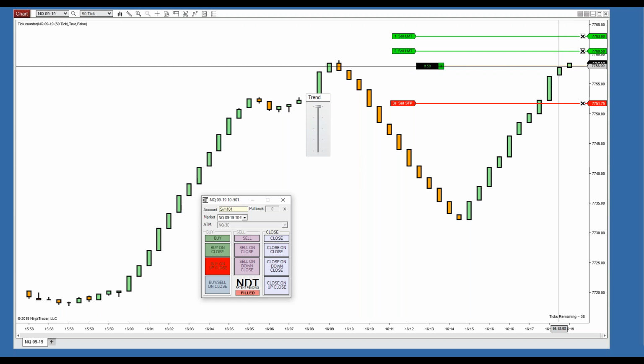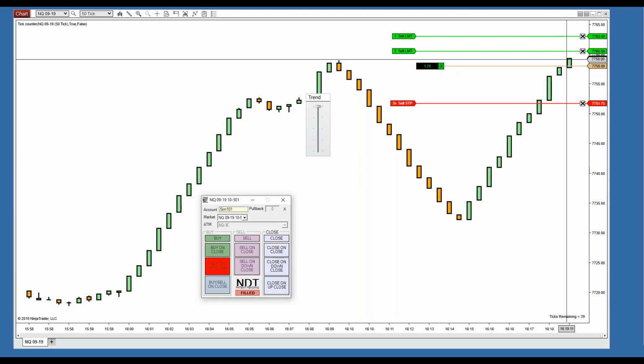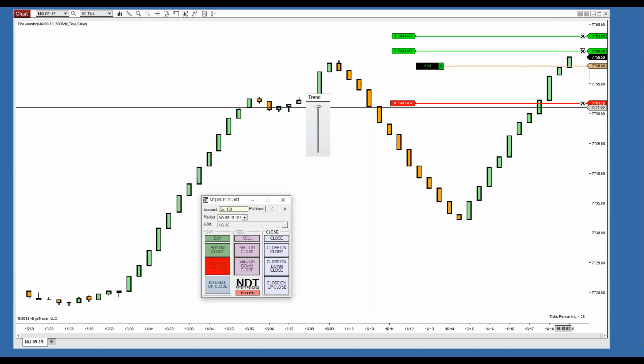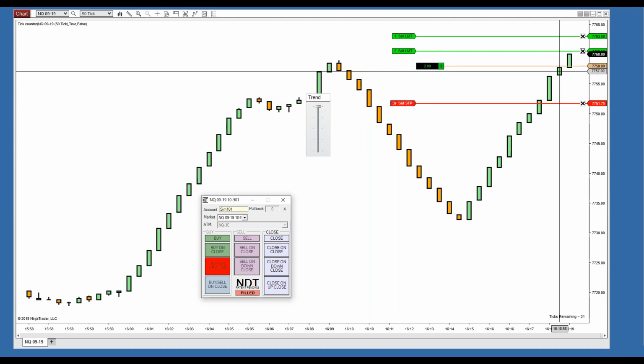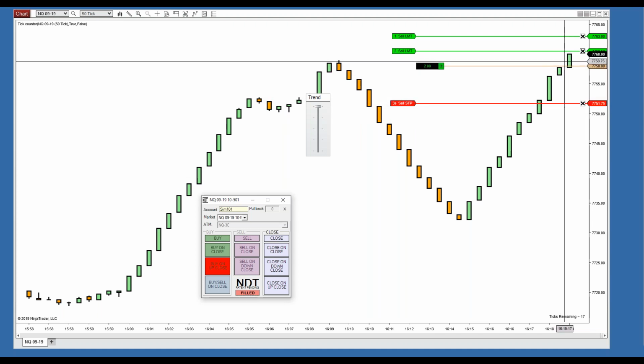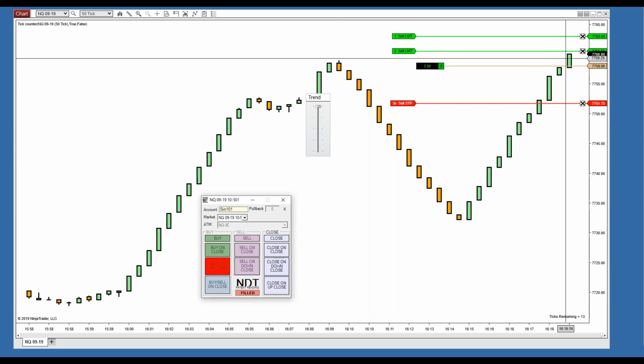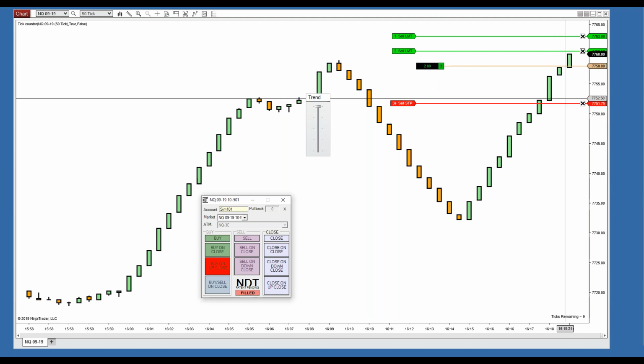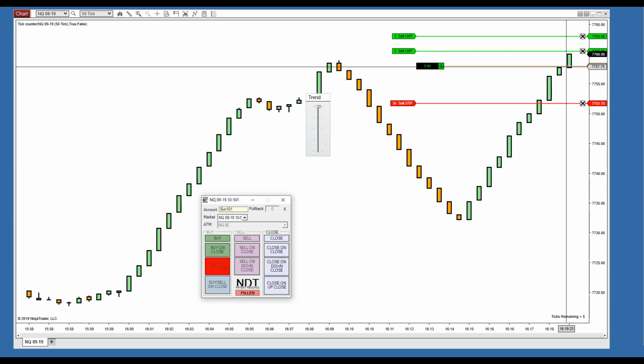Now, where's your exit strategy? You could have an automated trade management strategy where this trails the trade. The way that I do it is I look for a first target hit, and then you're going to see the stop come up to break even.